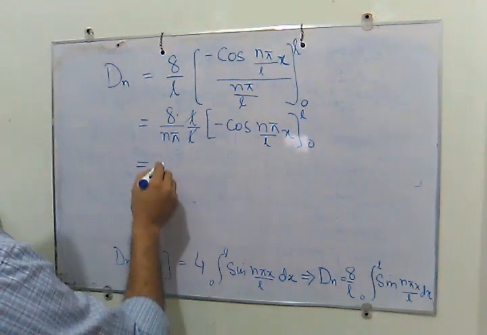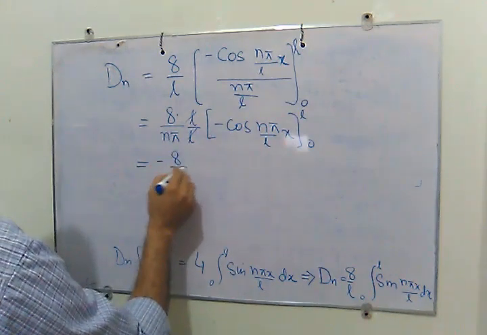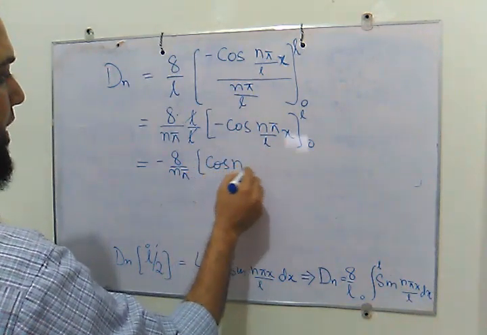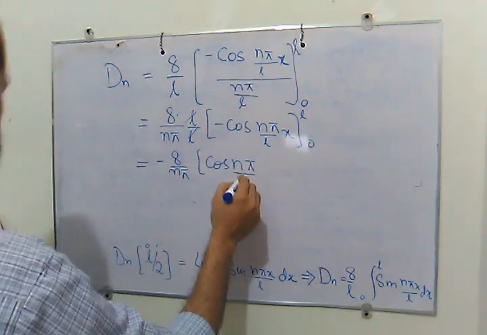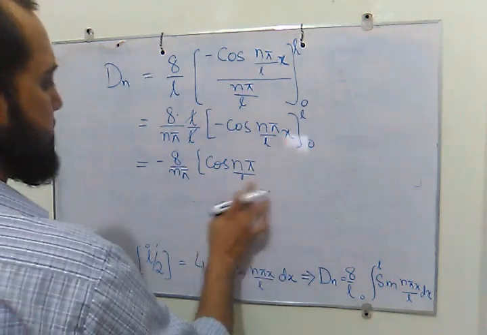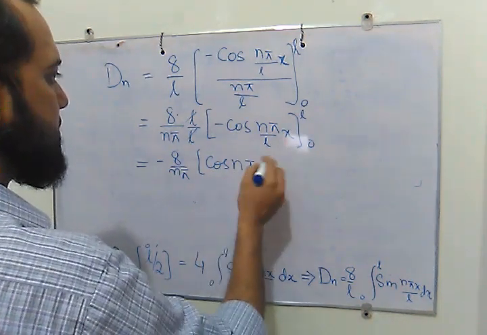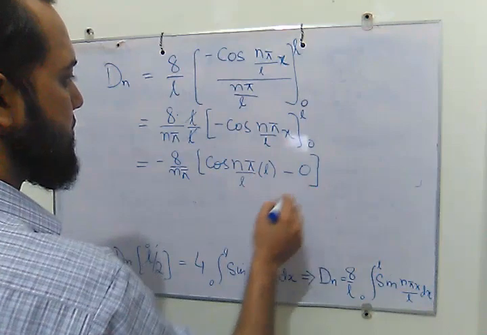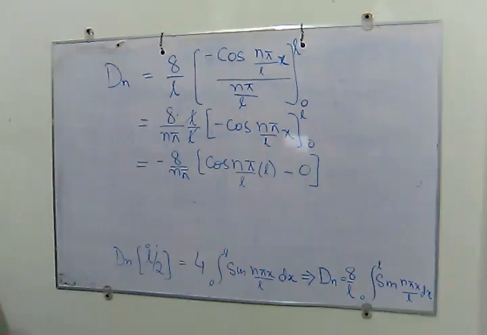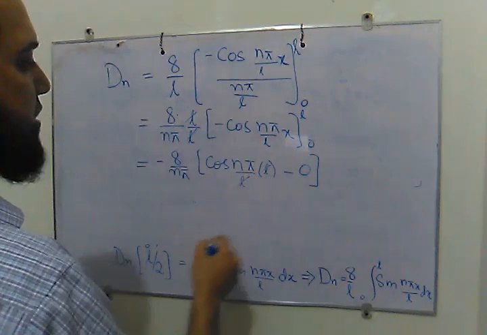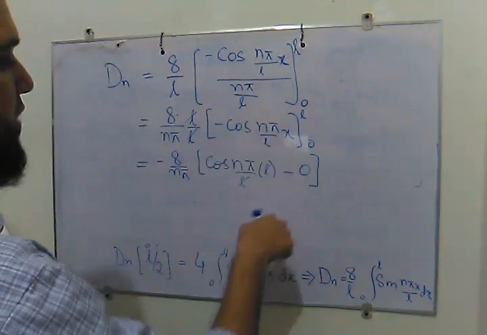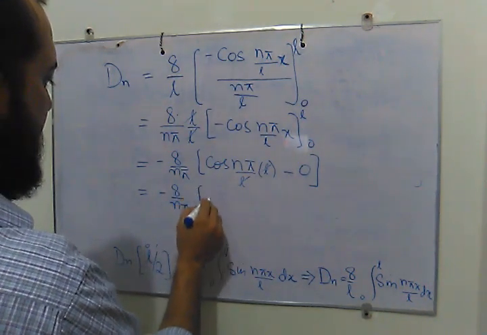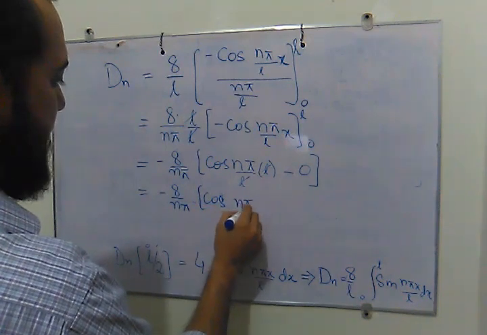And applying the lower and upper limits, we have minus 8 upon n pi, cos n pi upon L times L, minus 0, because when we put x equal to L, this L will cancel out. We put x equal to 0, the whole term will become 0. So we have minus 8 upon n pi cos n pi.